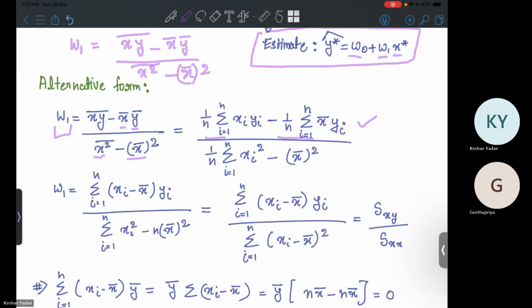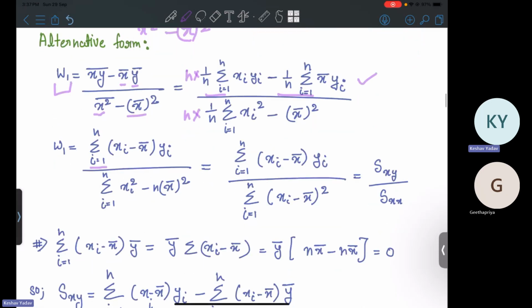You multiply both the denominator and numerator by n and take the summation outside. That will lead to summation of i equal to 1 to n, here from here, xi minus x bar multiplied by yi. In the denominator, what will we get? Summation of xi square, and here we'll get n multiplied by x bar square.